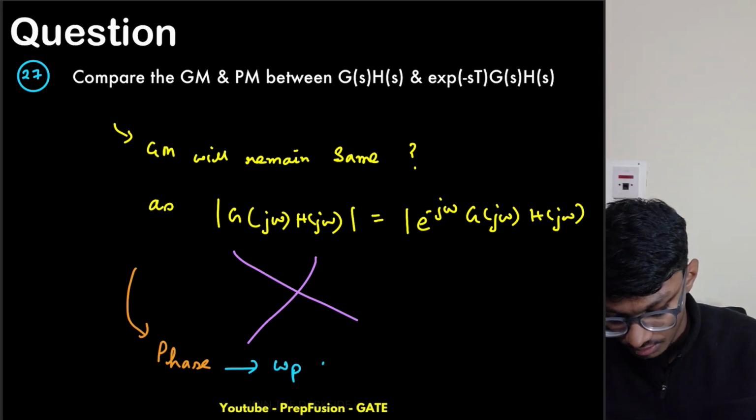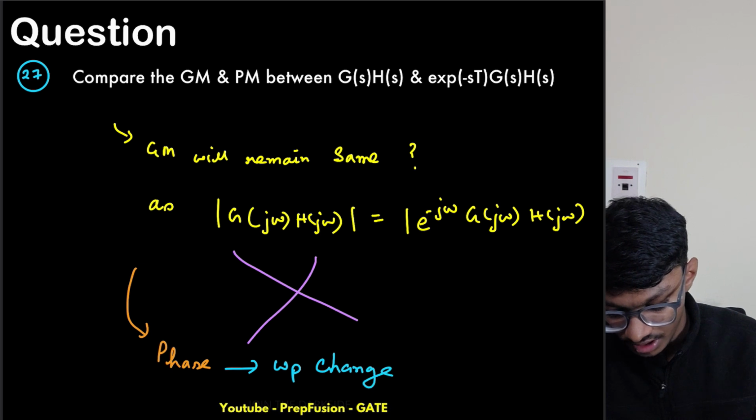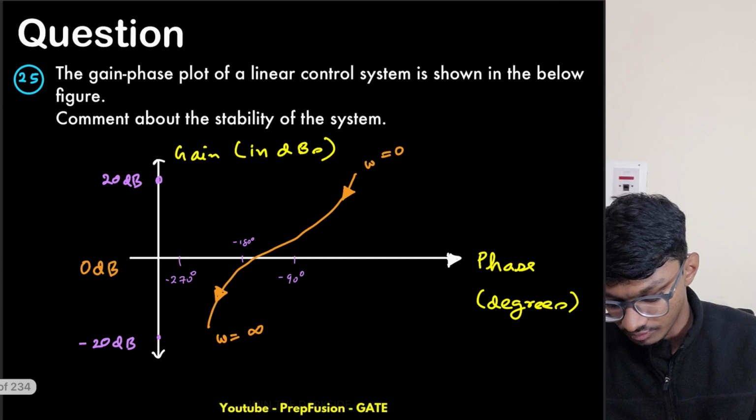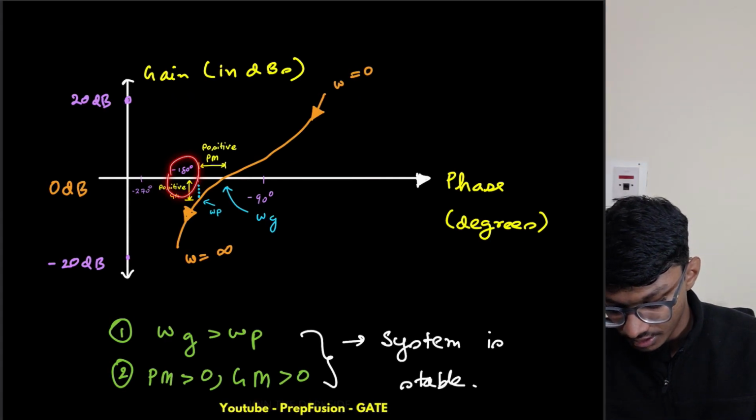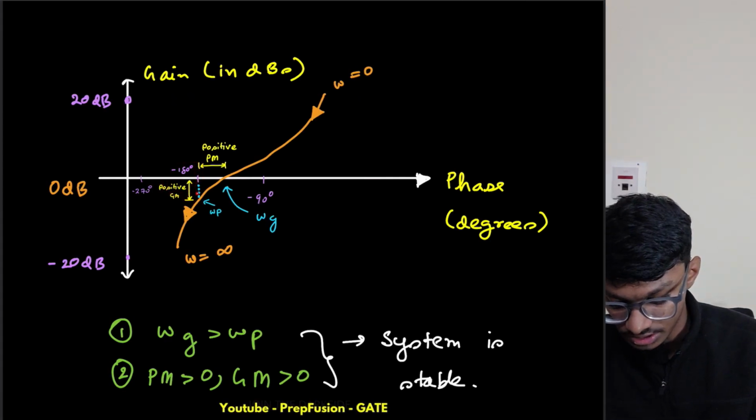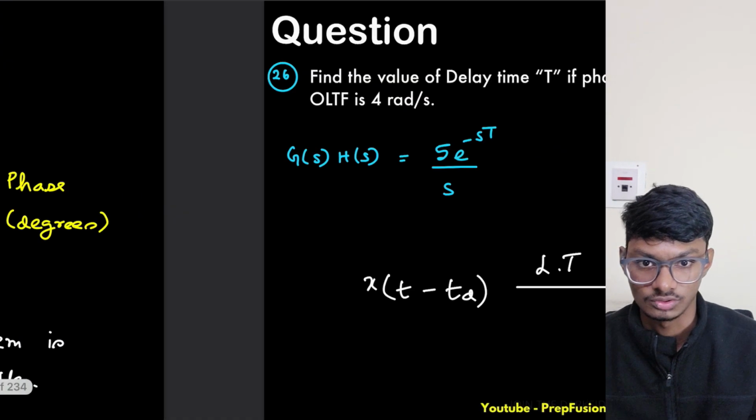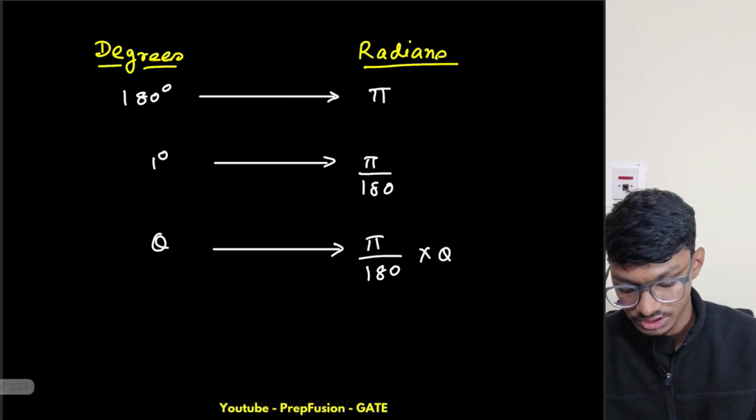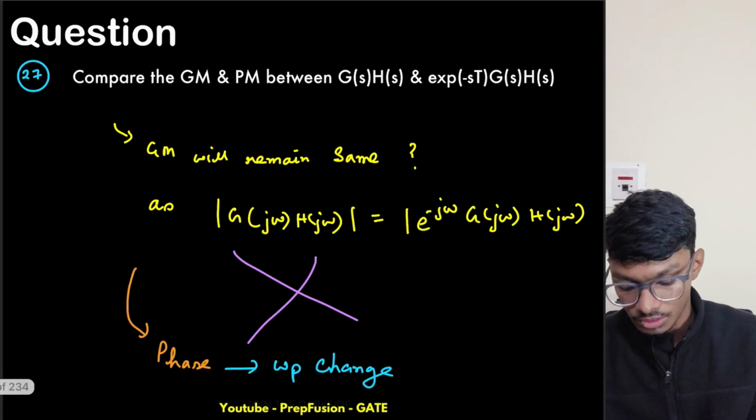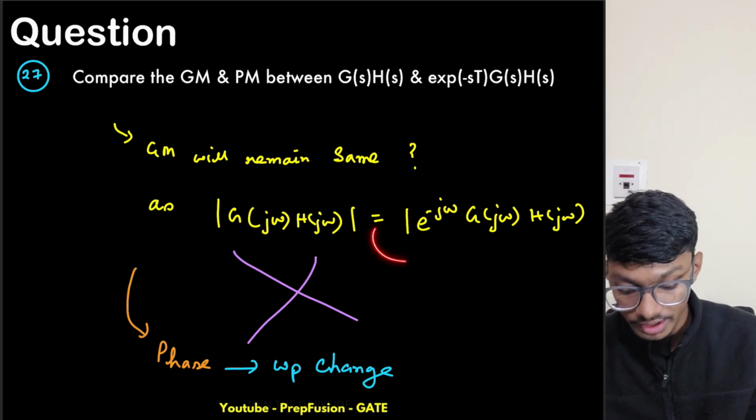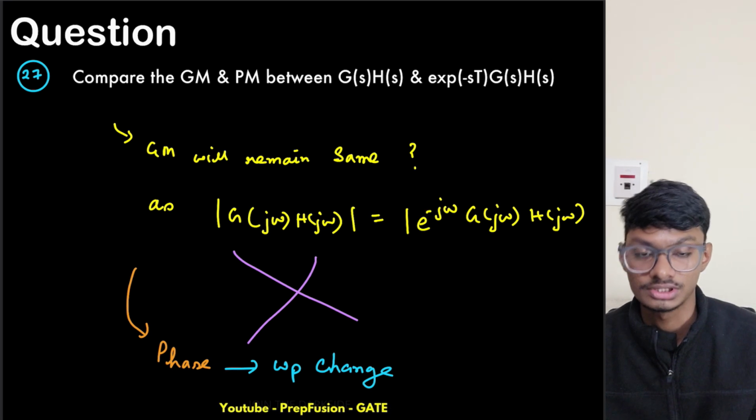So if my omega p changes, obviously my gain margin will also change. Graphically also you can understand this. If this omega p goes around this side or this side, obviously my gain margin will be lower or higher, depending on which side it goes. Because the gain margin is related to omega p, the phase crossover frequency, and not omega gc, the gain crossover frequency.